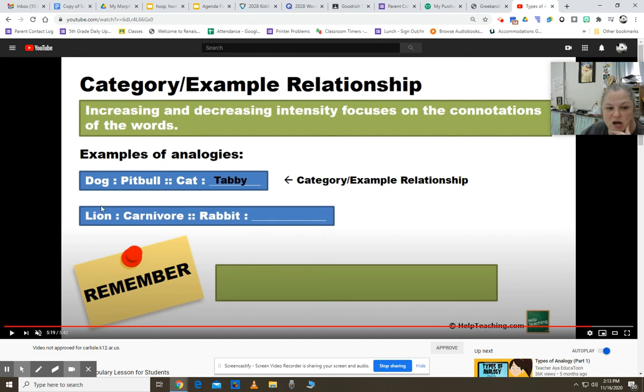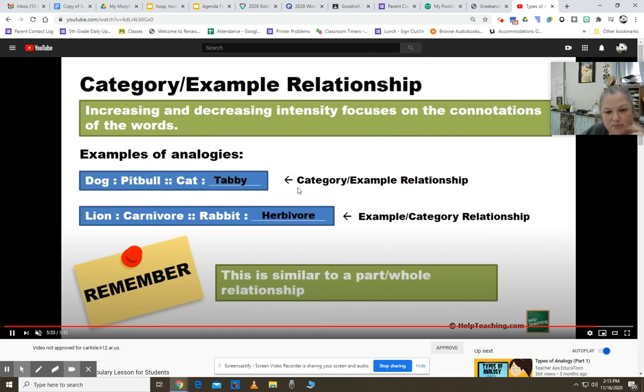Down here, it's just the opposite. The example is lion, the category is carnivore. The example is rabbit, the category is going to be herbivore. So see, you can reverse it. It can be category then example, or example then category, either way.